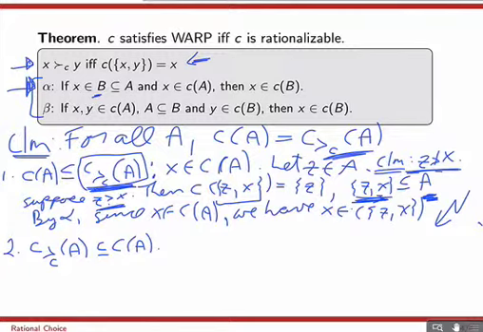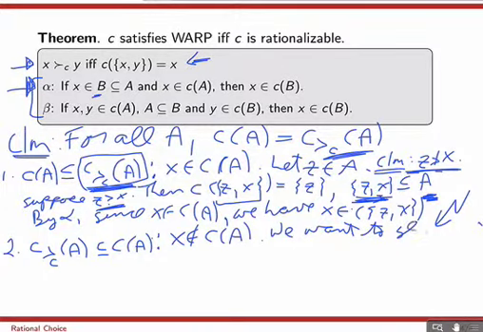Okay, now for this other direction, we're going to prove it by contraposition. So suppose X is not an element of C of A. Then we want to show that X is not an element of this derived set right here. Now, the way the argument goes, since C is a choice function, we know that C of A is not empty.